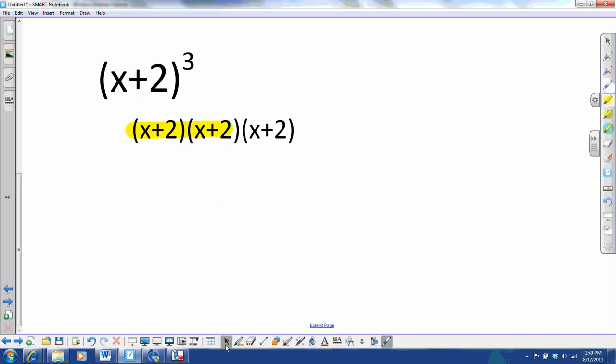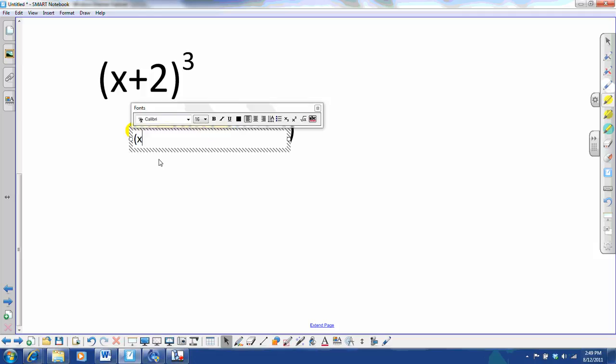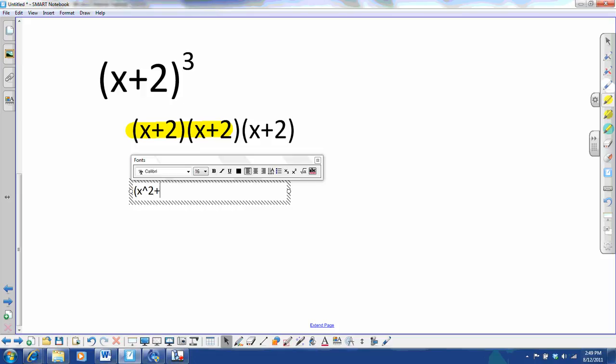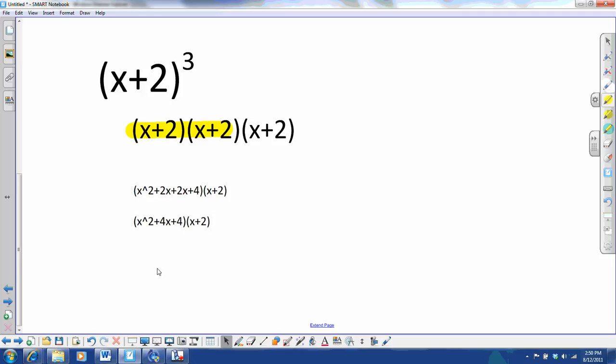You've done this lots and lots of times, calling this FOIL back in Algebra 1 and Algebra 2. So when we FOIL that, we get x squared plus 2x plus another 2x plus 4. Now we still have also times the last binomial x plus 2. Well, we can simplify x squared plus 2x plus 2x plus 4 to be x squared plus 4x plus 4, and now multiply that by the binomial of x plus 2.